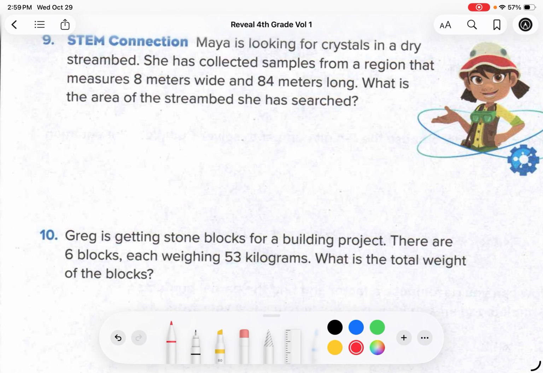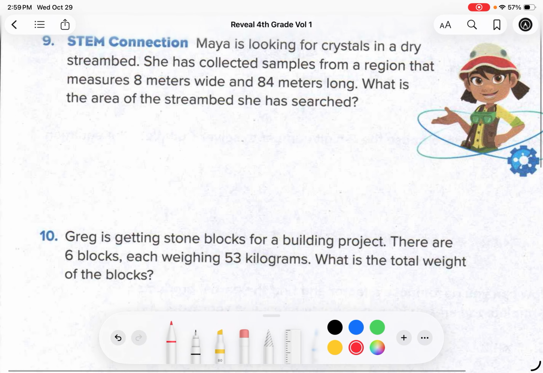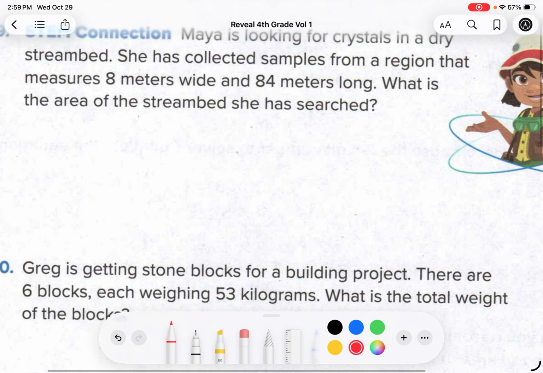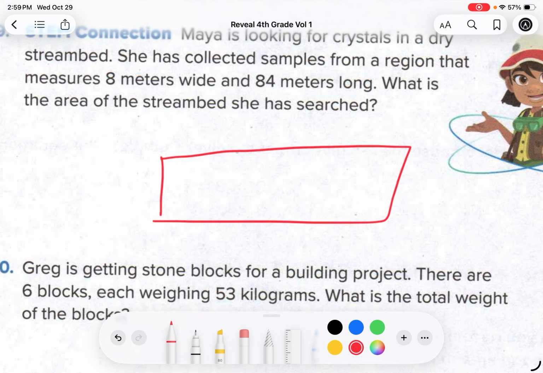So now we're at question number 9. Maya is looking for crystals in a dry stream bed. She's collected samples from a region that measures 8 meters wide. So let's start with our box since it sounds like we're describing something. So it's 8 meters wide and 84 meters long. What's the area of the stream bed she has searched? Remember, we break this up into its place value. So we're going to break it up into 80 and 4.